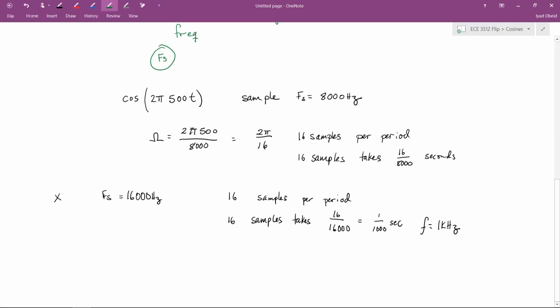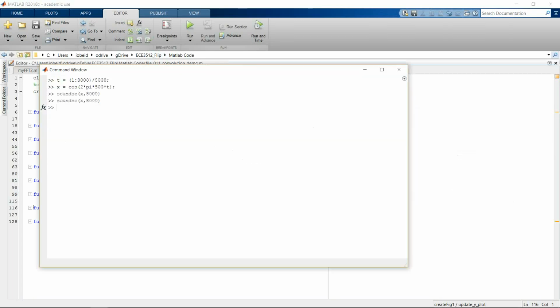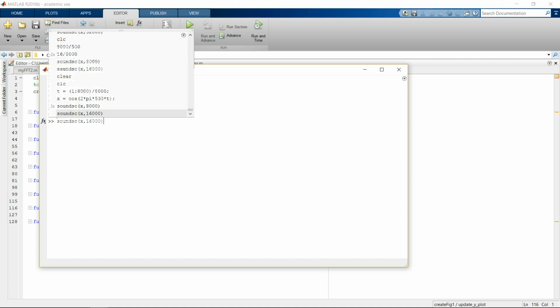So let's try that. If I go back to MATLAB, we do the following. Let me play this one more time. Now, I'm going to keep X exactly the same, and I'm going to double the sampling frequency that I play it back at. See how different that is?